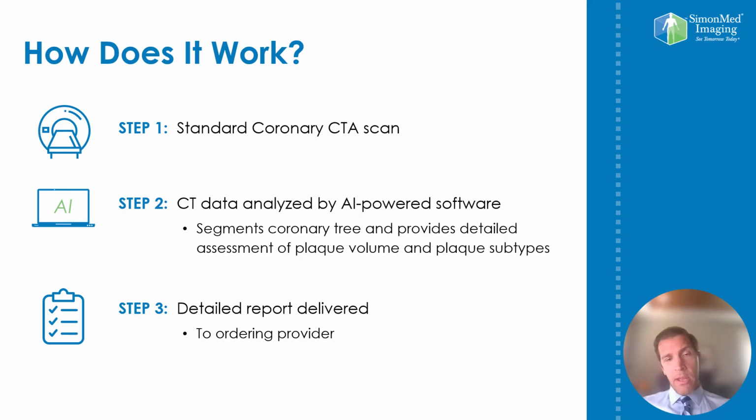So how does it work? First, you come into SimonMed Imaging and we perform a standard coronary CTA scan. Next, we send this data off-site to an AI company that actually segments out the coronary arteries, provides a detailed assessment of the plaque volume and the plaque subtypes, and they send this back to us. One of our cardiac radiologists reviews the data, makes sure everything looks good. They do an analysis of all the other structures around your heart and in your heart, and then we provide you a final report.